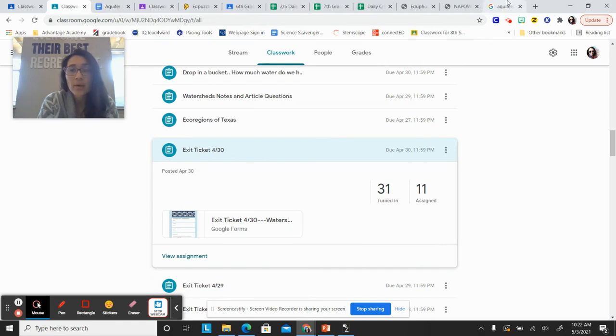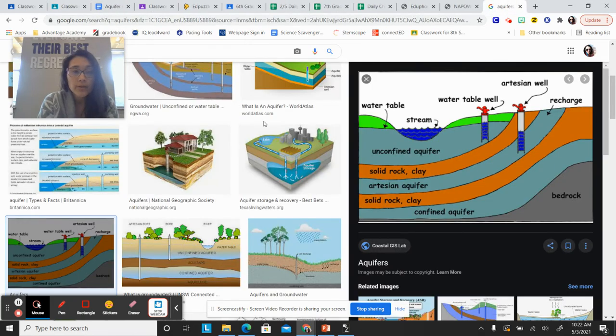So today we're going to talk about aquifers, and aquifers are layers of rock and sand and clay that hold groundwater. The groundwater is stored underneath in the permeable rock layers. And permeable means that the water's able to flow through it. And if the water's not able to flow through it, we're not going to have an aquifer.